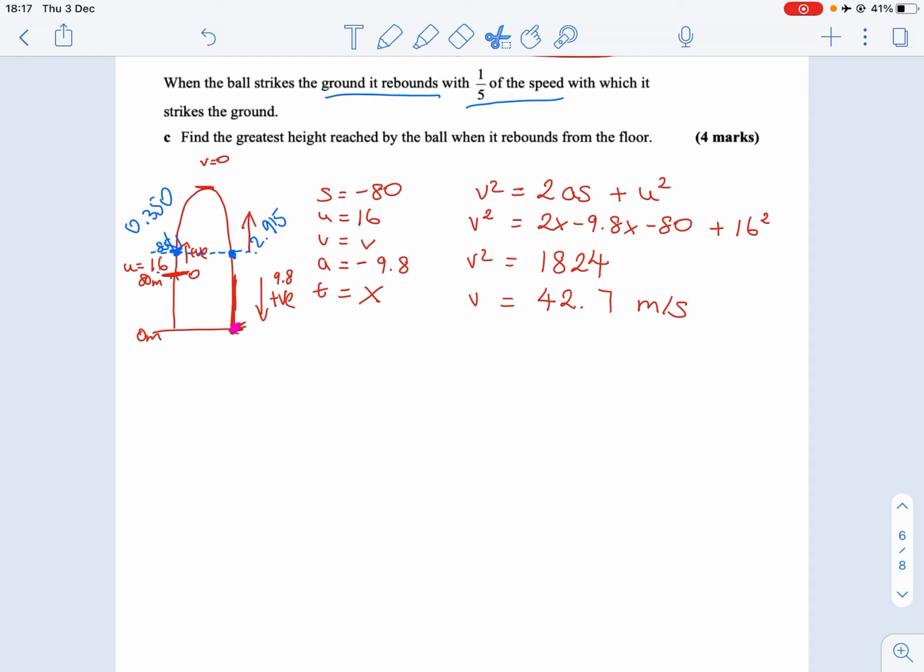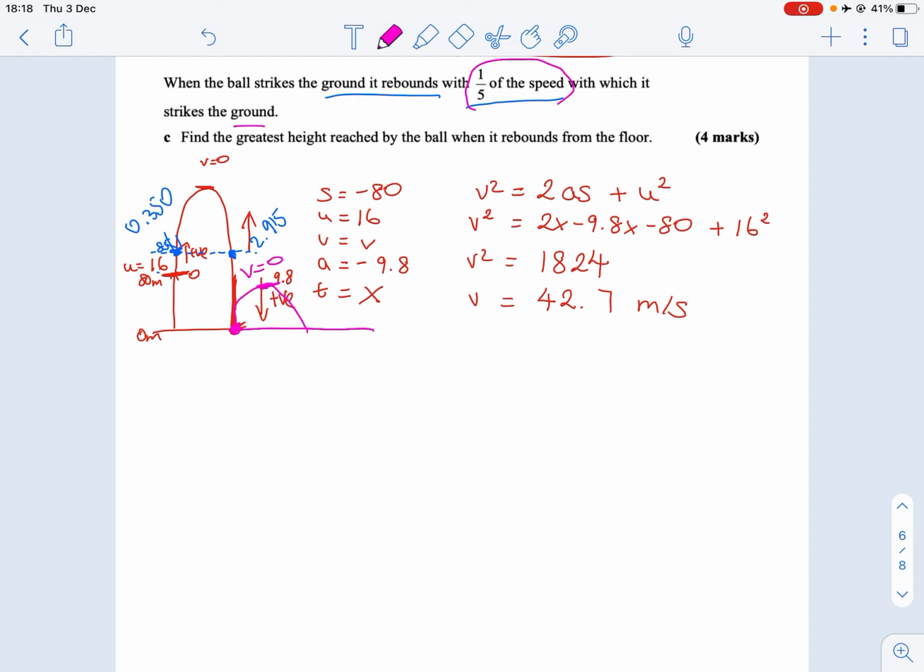So when the ball strikes the ground, it rebounds with 1/5 of the speed at which it strikes the ground. So I'm just going to extend my sketch. When it hits the ground, it rebounds again and again, remember? At the highest point, the velocity is going to be equal to 0. But the speed when it rebounds is going to be 1/5 of the speed at which it strikes the ground.